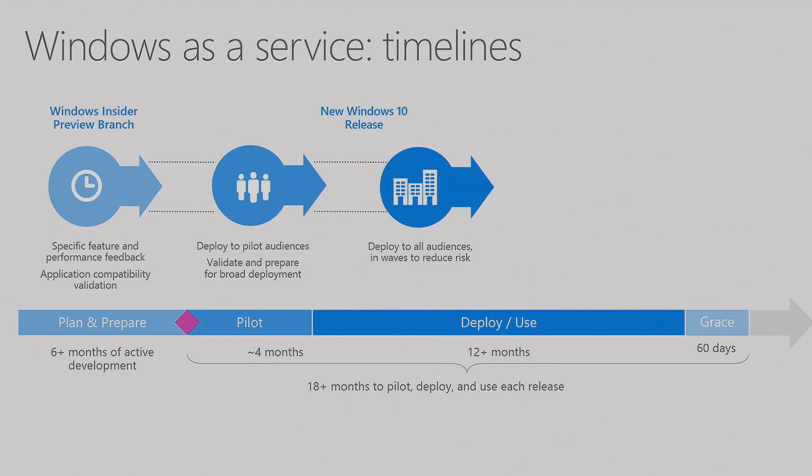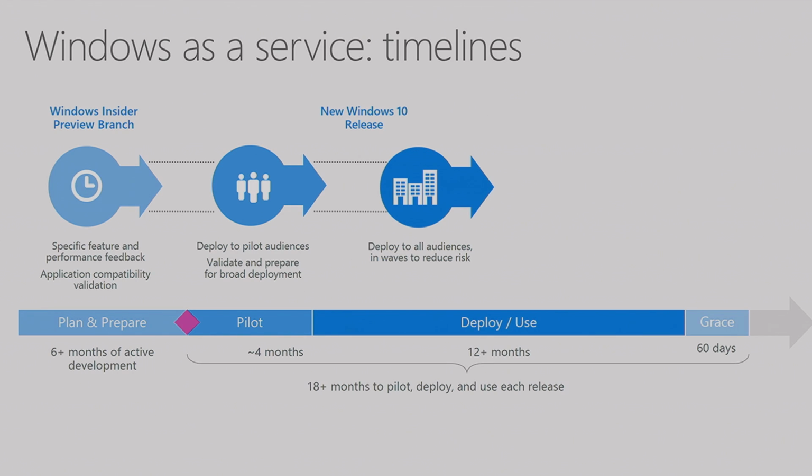When we look at this from a timeline perspective, we'll go through the insider preview process for roughly 6 months. It depends on when we're actually going to ship, but it's averaging out to around 6 months of active development before we do a release. We then get into the pilot process, which is about 4 months before we declare current branch for business, saying that this is now ready for broad business deployment.